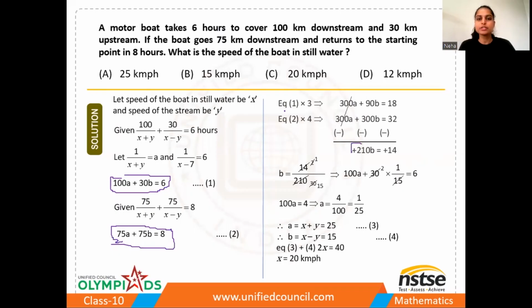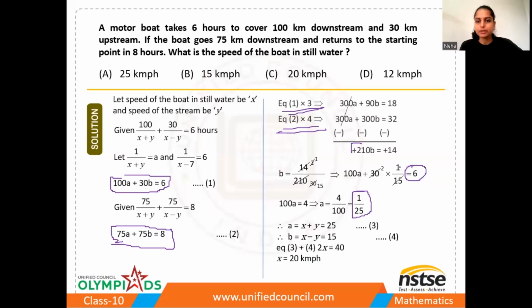Okay, so here I'm just multiplying equation number 1 with 3, equation number 2 with 4. Now I can see that the coefficient of u is equal, so I can cancel it out. This becomes 210, v is equal to 14, that means v is equal to 1 upon 15, right? Now if v is known, then what is the value of u? u is equal to 1 upon 25, right? So here u is 1 upon x plus y and v is 1 upon x minus y.